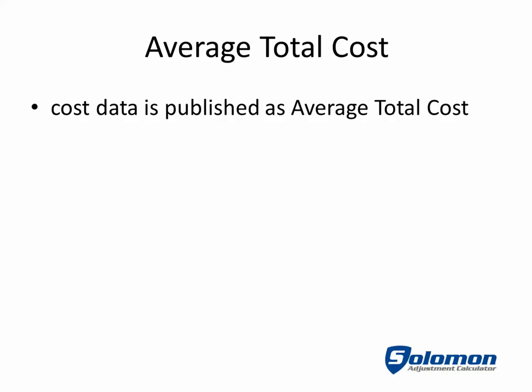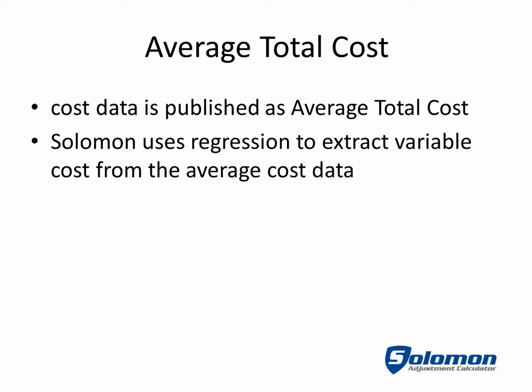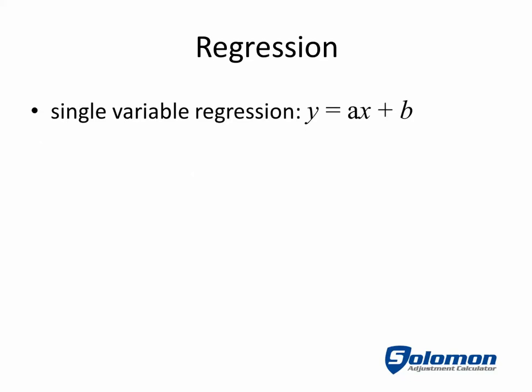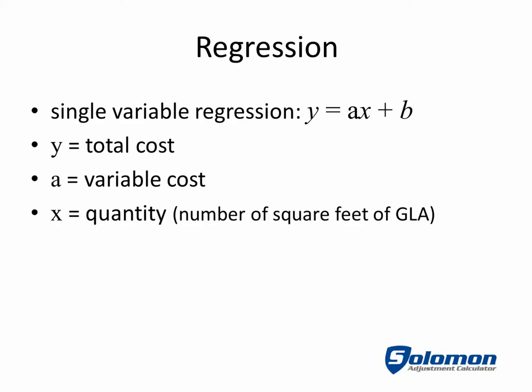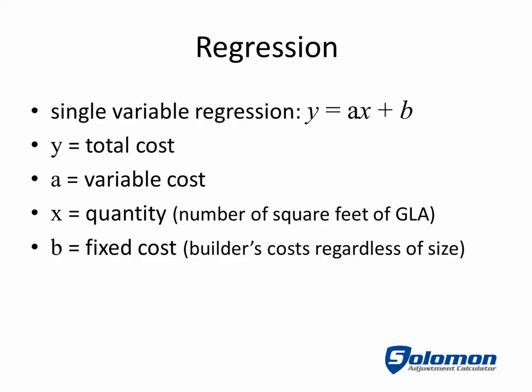The cost data is published as average total cost. Solomon uses regression to extract variable cost from the average cost data. Single variable regression is the familiar y equals ax plus b equation. So for us, y equals total cost, a is the variable cost, x is the quantity, the number of square feet of GLA, and b is the fixed cost, or the builder's costs, regardless of size.